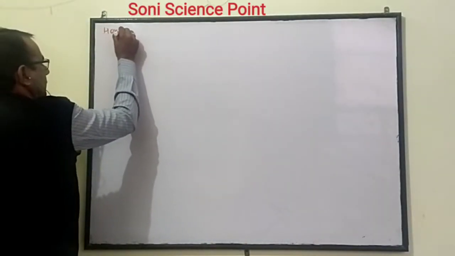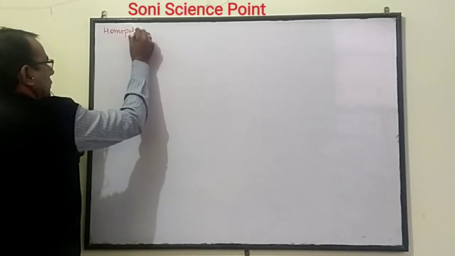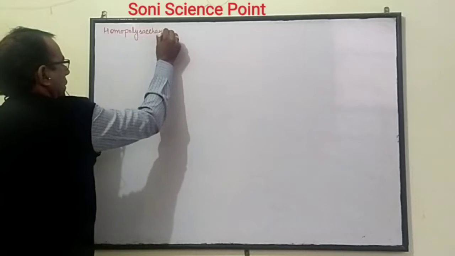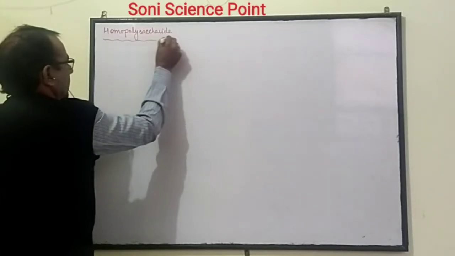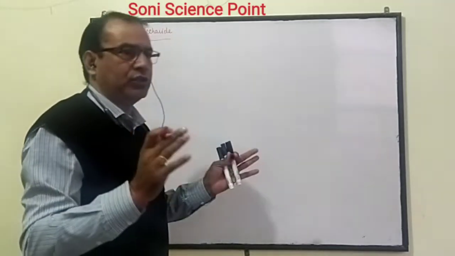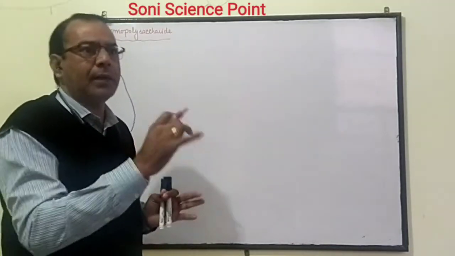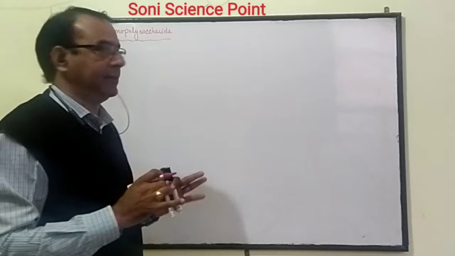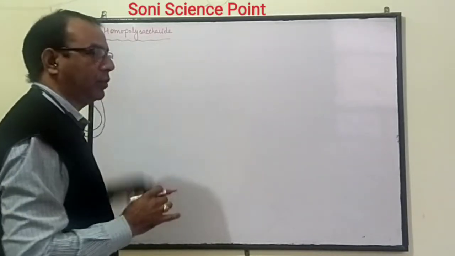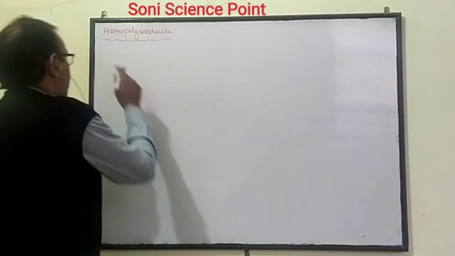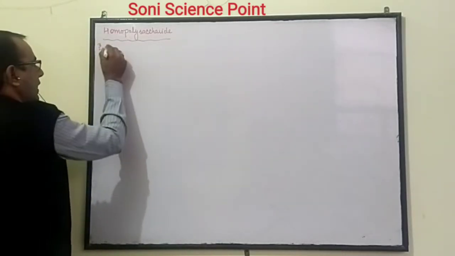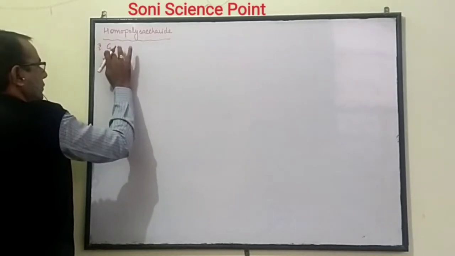Homopolysaccharide, which we have already studied. Homopolysaccharide means a long carbohydrate chain which is made up of one type of monosaccharide. We have already studied cellulose and starch. Number three, one more homopolysaccharide is glycogen.